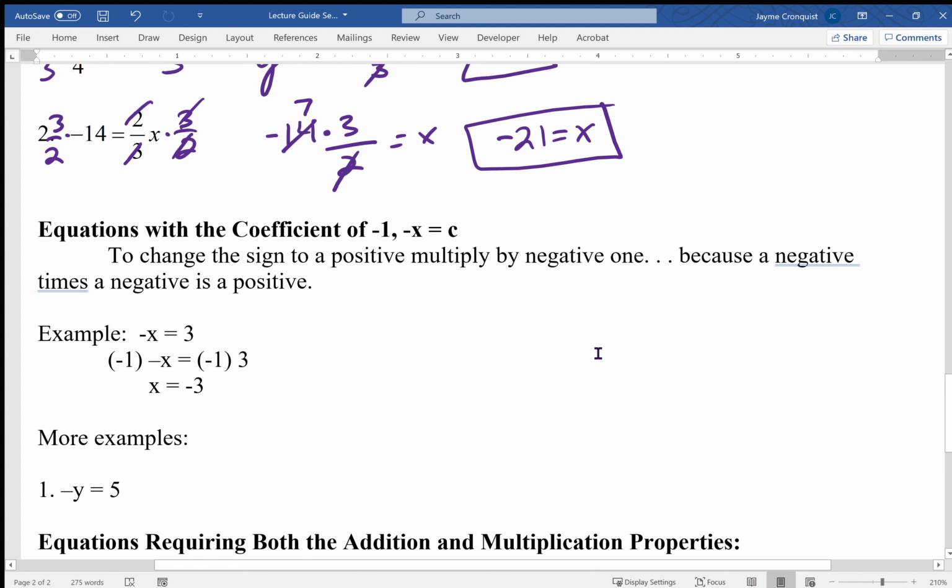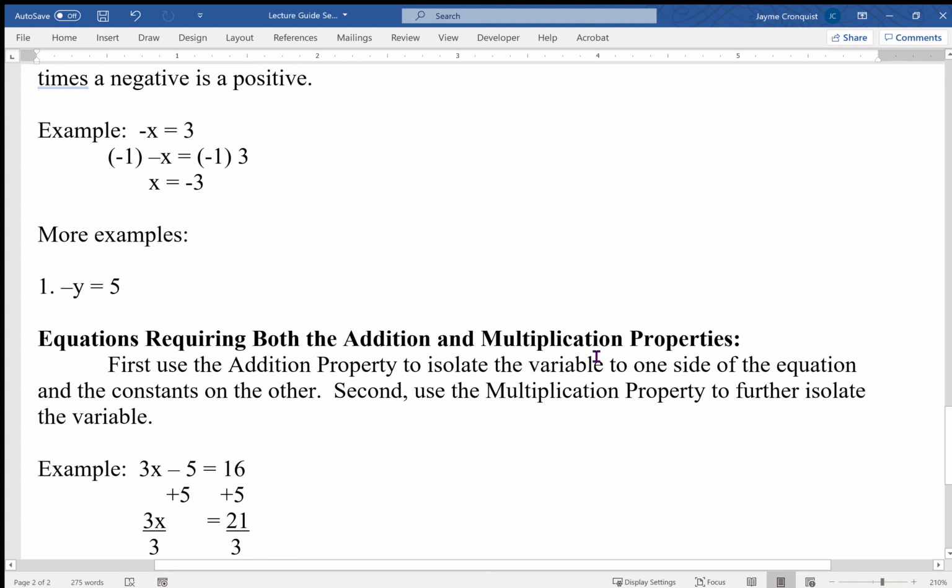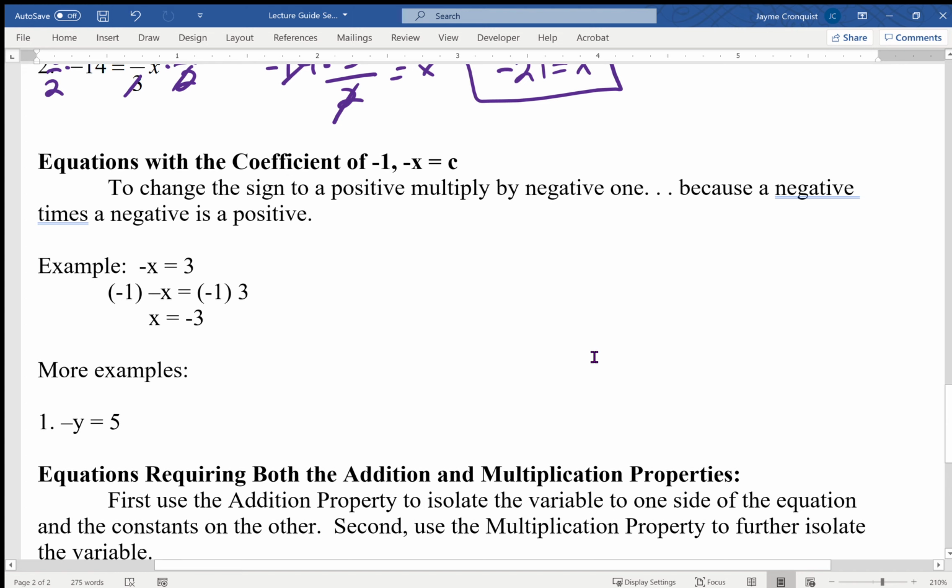Equations with the coefficient of negative 1. In other words, negative x equals c. So what you have to do is remember that that is a negative 1. So what I'd like you to do is go ahead and put that 1 in there. See, they do it a slightly different way. They're going to multiply both sides by negative 1. I divide both sides by negative 1. Either way works. Do whichever works for you.